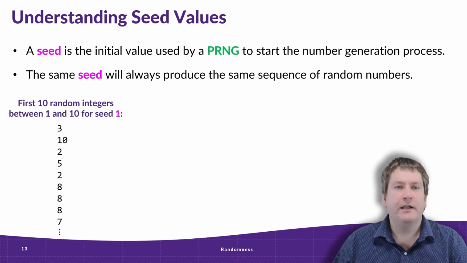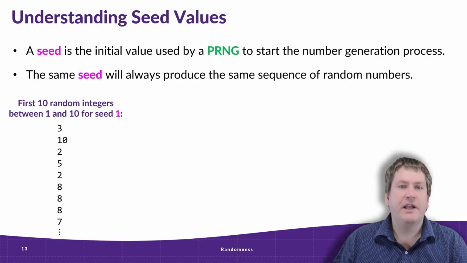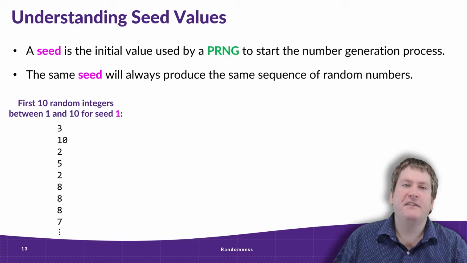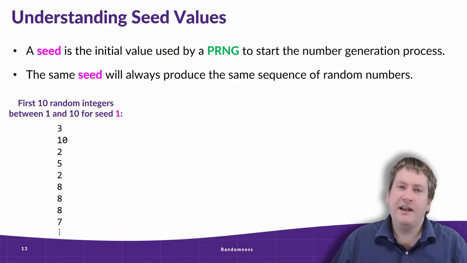So what might this look like? Well, let's say we have a PRNG that generates random numbers between 1 and 10, and we tell it to make 10 random integers. And we're going to set the seed to 1. Well, we might get an output that looks something like this: 3, 10, 2, 5, 2, 8, 8, 8, 7, and each time we called the PRNG, we'd get a different number.